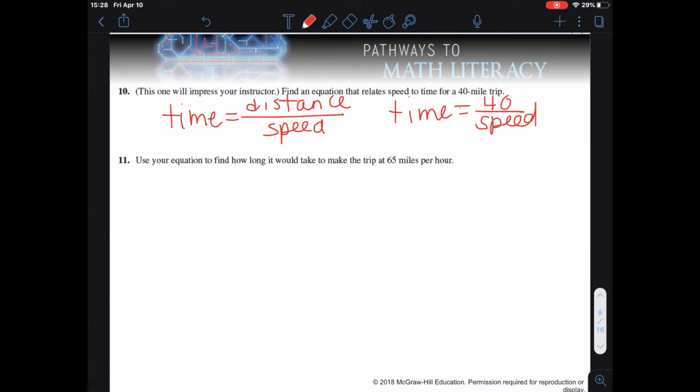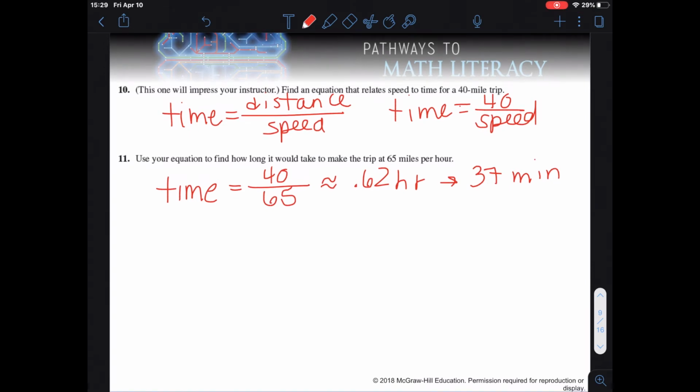So now if we have a particular car that can travel at 65 miles per hour, the time it would take to go this 40-mile trip would be 40 over 65. So it would be about 0.62 hours. And then you could convert that to minutes if you want, but if you did, this would be about 37 minutes. So just times it by 60.